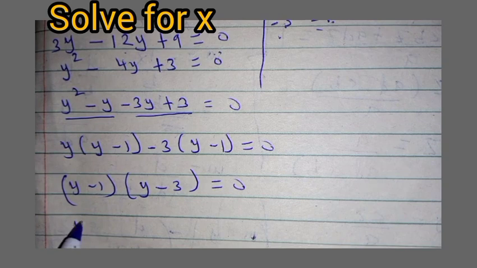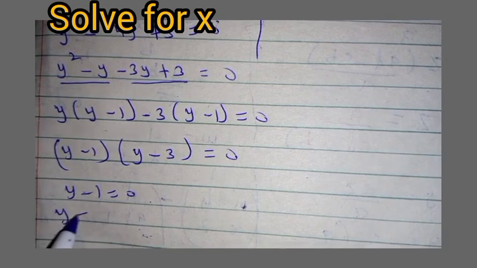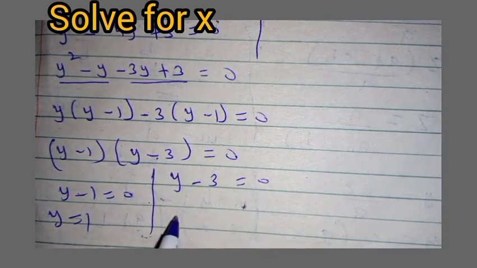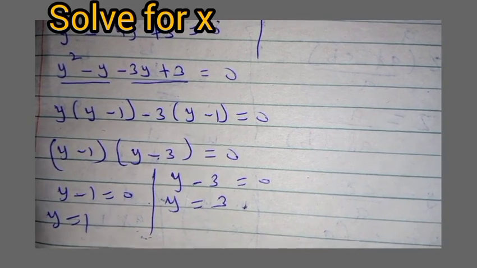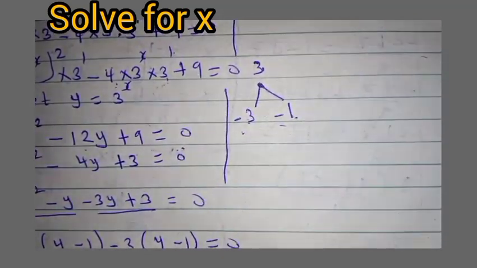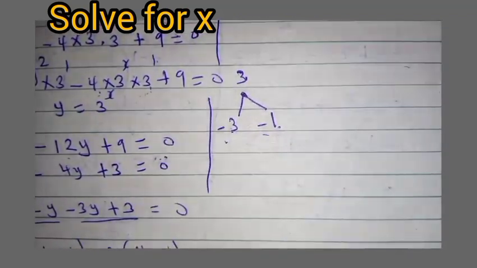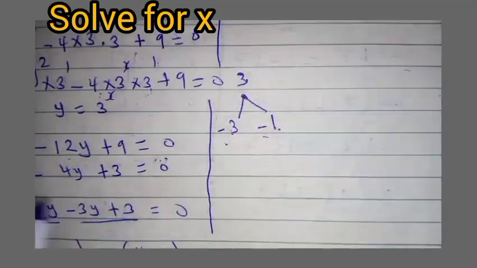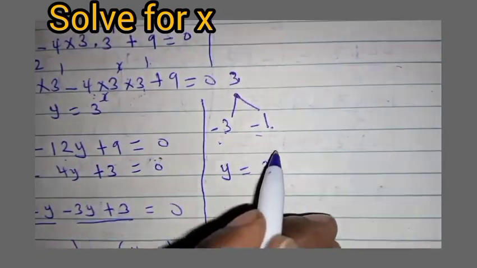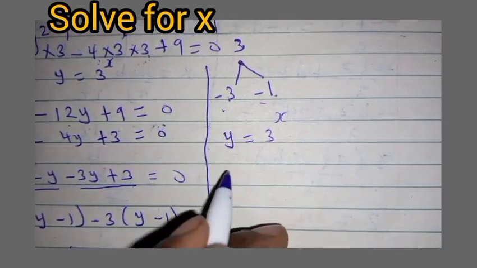So this means that y minus 1 is equal to 0, meaning that our y is equal to 1, or y minus 3 is equal to 0, meaning that our y is equal to 3. Remember, the objective is to find the value of x. So we come here, we let y be equal to 3 power x.